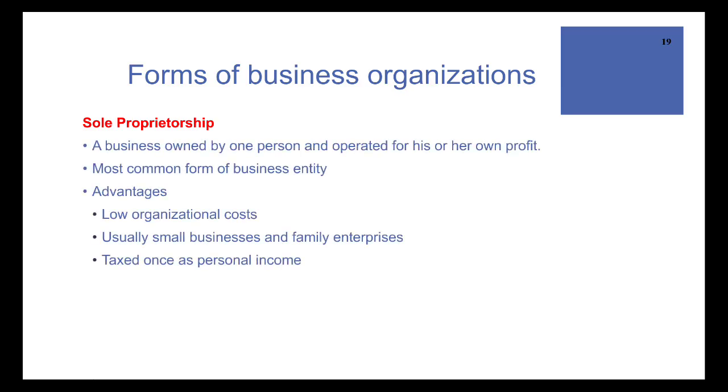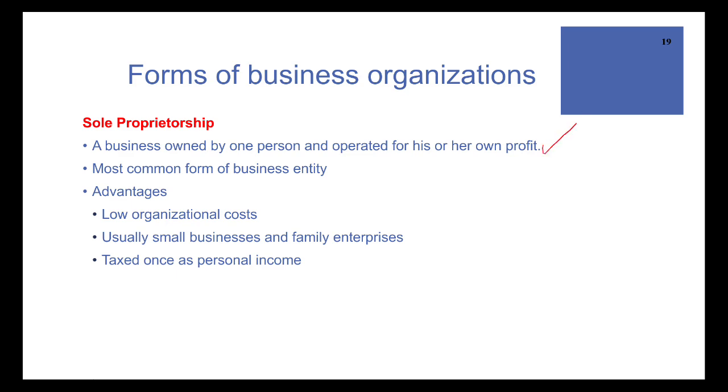Sole proprietorship. Sole proprietorship, right? Yeah, I spelled that correct. Sole proprietorship is your first type of ownership. It's where you own a business, and it's a very small business. It's owned by only one person.